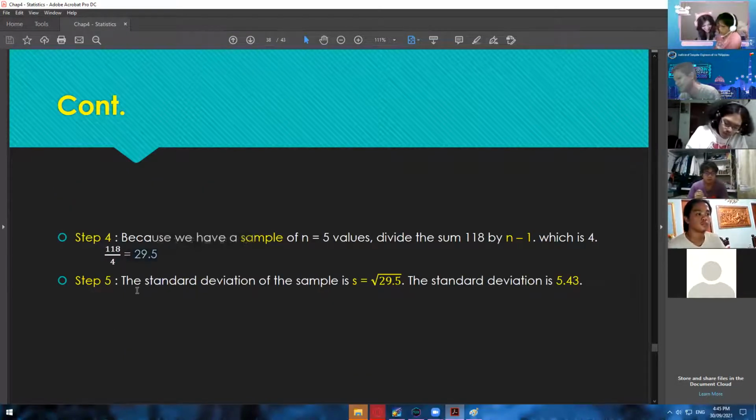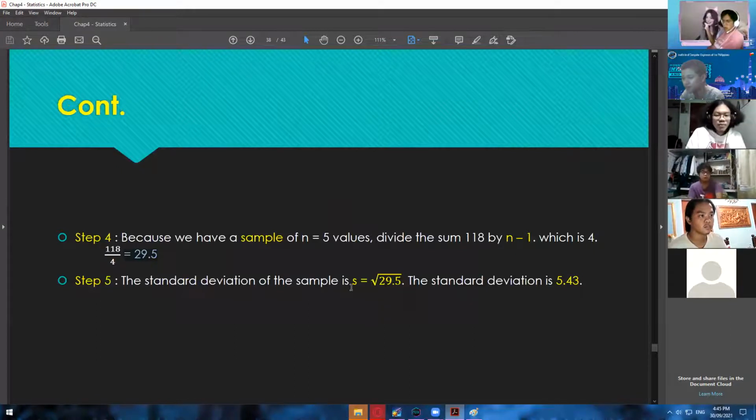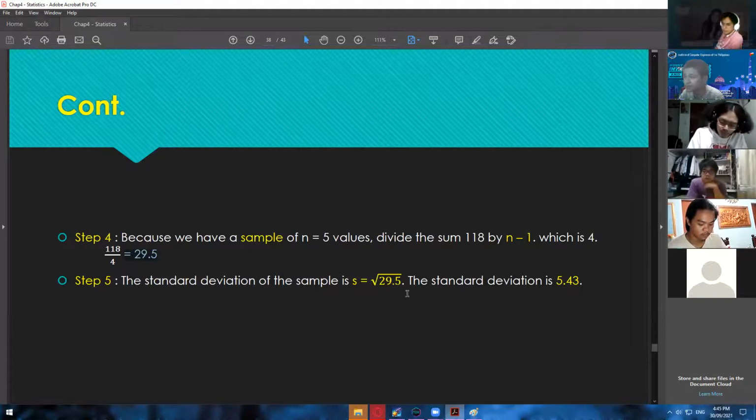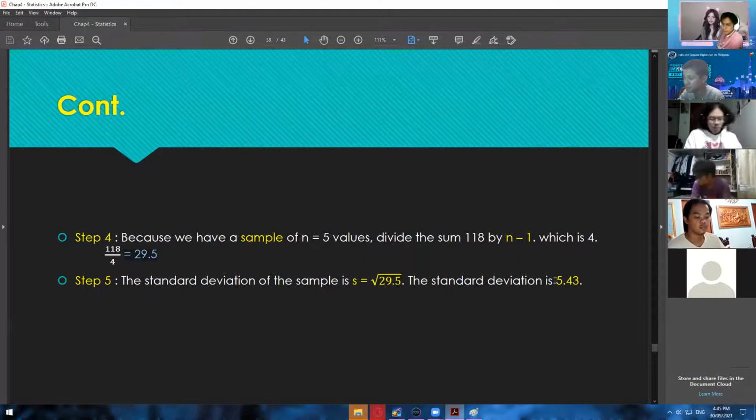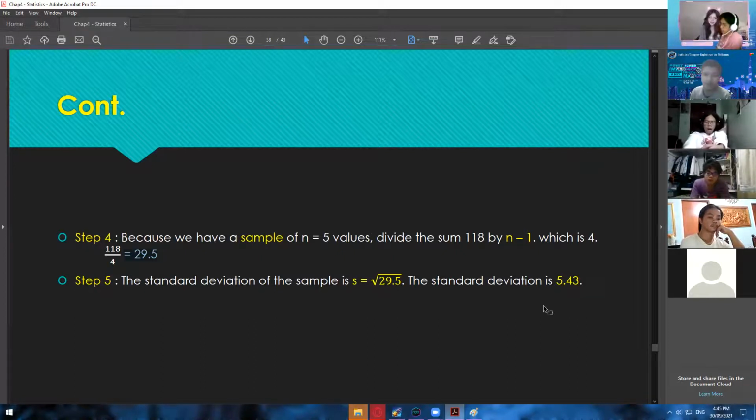And then lastly, step 5, the standard deviation of the sample: s is equal to the square root of 29.5. So this is now the standard deviation, which is 5.43. So it's quite high. If this is only maybe 1 or below, then I think that's already a passing score for a written machine.